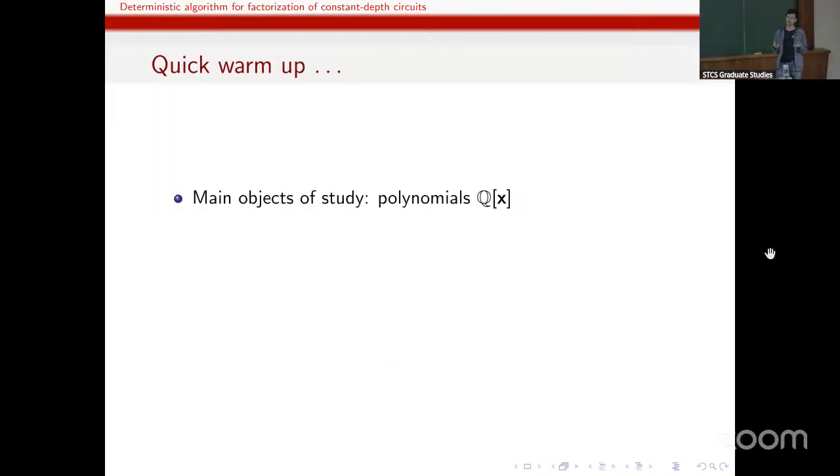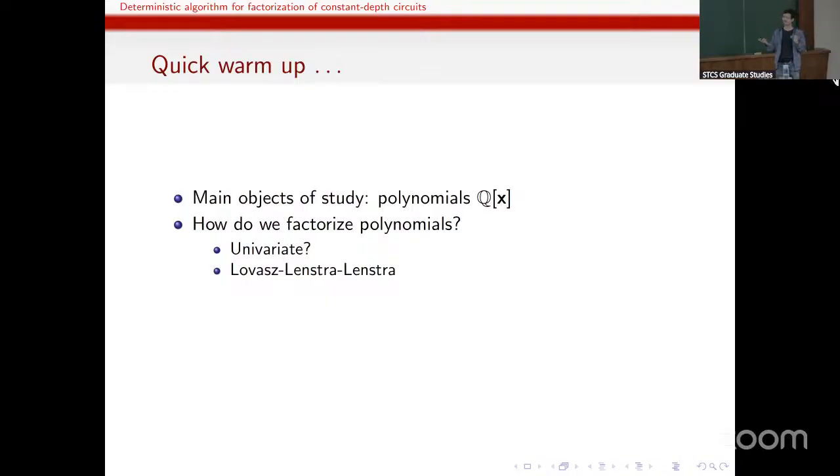Our main objects of study are going to be polynomials over rationals, let's assume that. And we are trying to answer how do we factorize polynomials. Multivariate polynomials, that's what we are interested in. But first of all, how do you factorize univariate polynomials over rationals? Answers? You can use an algorithm by Lovász, Lenstra, and Lenstra, which goes through some lattice-based machinery. But what about bivariate and multivariate polynomials?